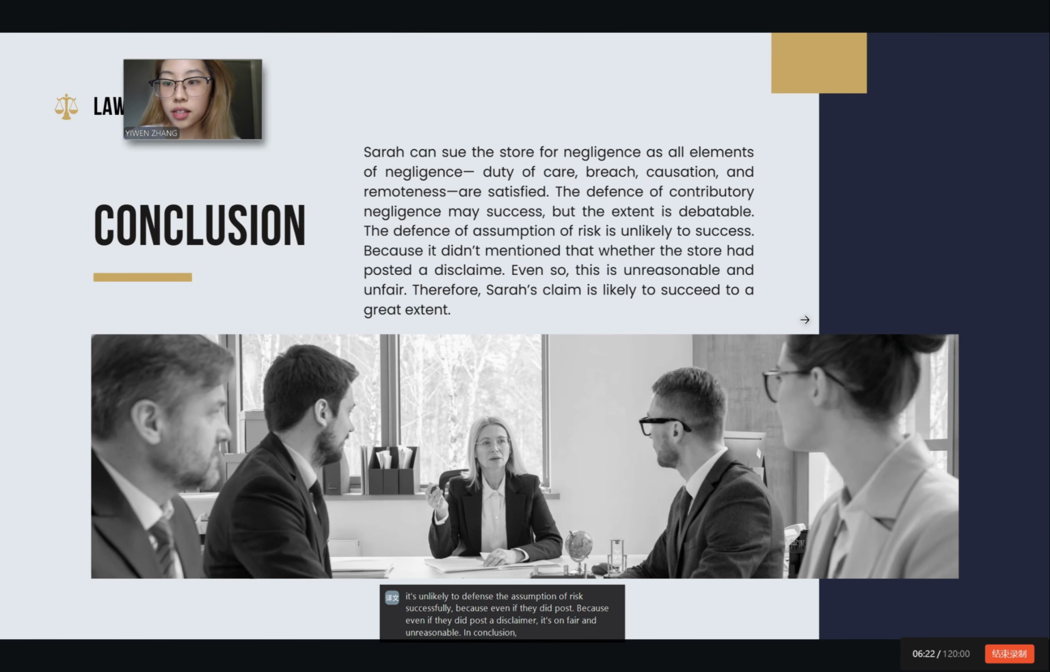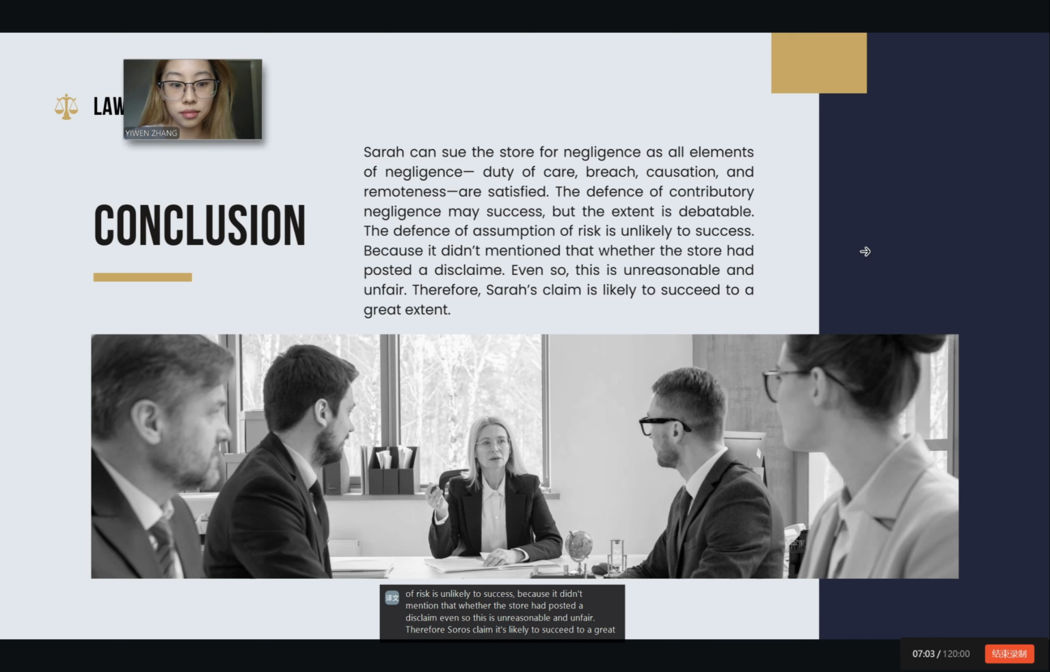In conclusion, Sarah can sue the store for negligence as all elements of negligence, duty of care, breach of duty, causation, and remoteness, are satisfied. The defense of contributory negligence may succeed, but the extent is debatable. The defense of assumption of risk is unlikely to succeed, because it didn't mention whether the store had posted a disclaimer. Even so, this is unreasonable and unfair. Therefore, Sarah's claim is likely to succeed to a great extent.